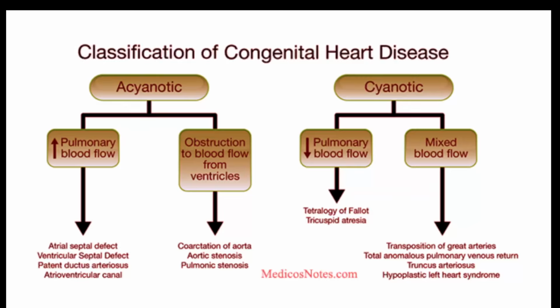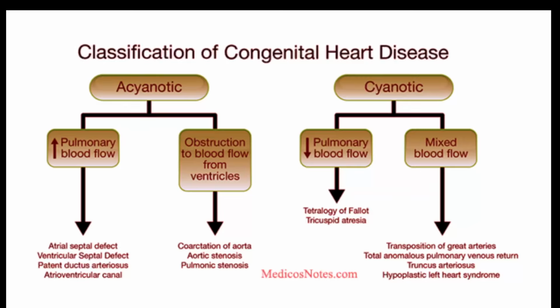So acyanotic lesions, remember, these mean that these lesions are left to right shunts, or there's no shunt at all. But there is no increase in deoxygenated blood being shunted into the systemic circulation. So when you have acyanotic lesions, obviously you cannot have an acyanotic lesion with a decreased pulmonary blood flow, because otherwise the child would be cyanotic.